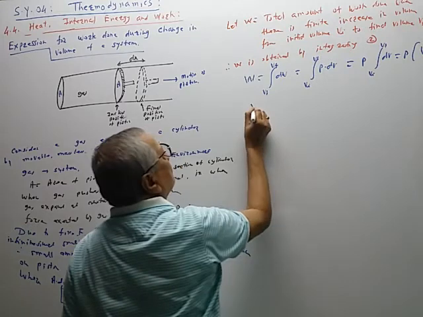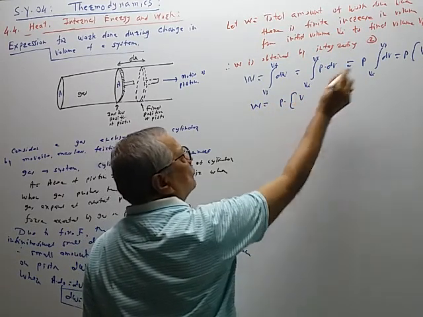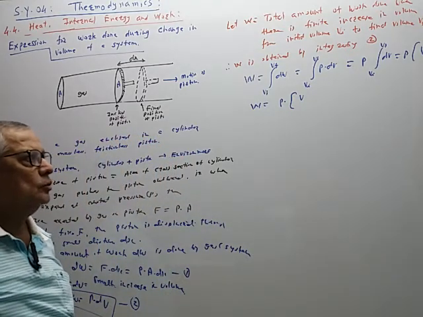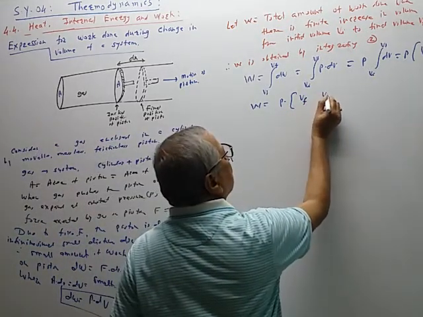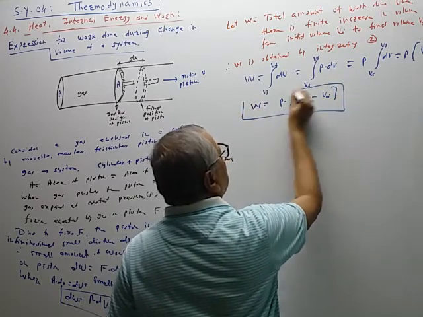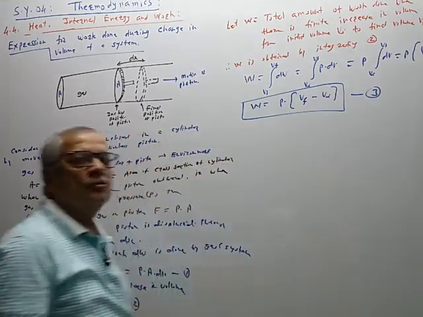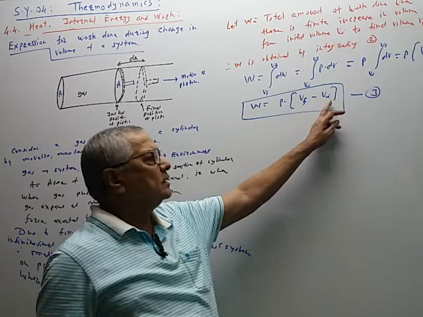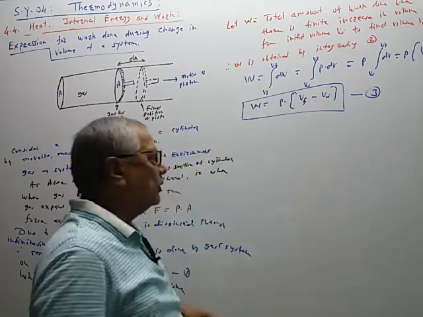And therefore W is equal to P multiplied by, now we know the rule to calculate the finite integration. Substitute variable equal to upper limit, substitute variable equal to lower limit, and subtract. So this is the expression for the work done during the volume change. Now if Vf is less than Vi, then work done will be negative. So work done is positive for volume expansion.